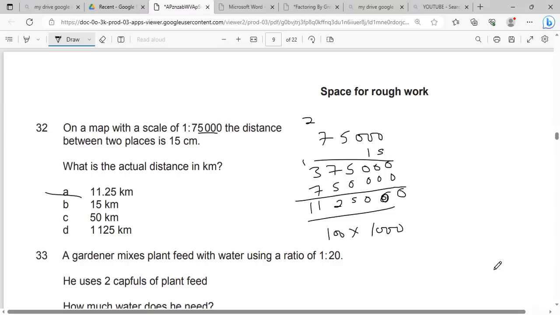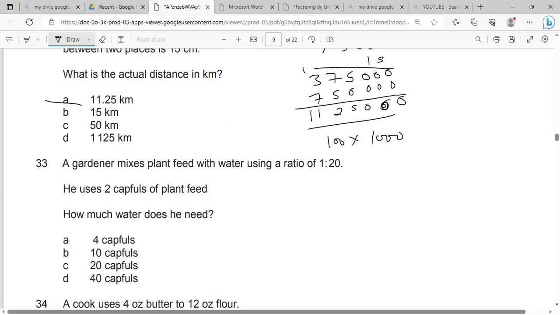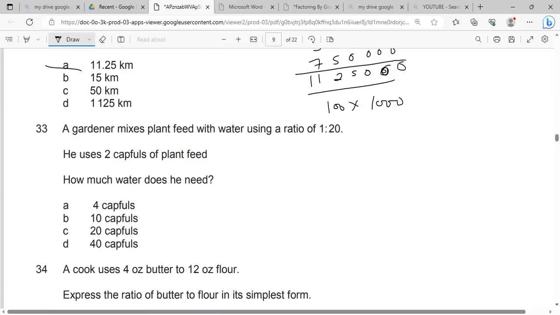All right, let's move on to this one. A gardener mixes plant feed with water using a ratio of 1 to 20. He uses 2 cupfuls of plant feed. How much water does he need? So let's go back to the ratio. He mixes plant feed, which is 1, with water, which is 20. So a ratio of 1 to 20, all right? All right, boom. He said he uses 2 cupfuls of plant feed.